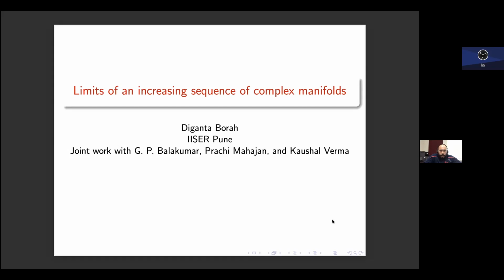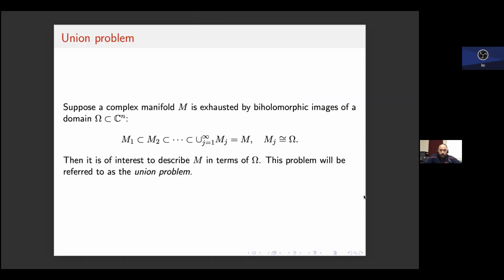Okay, so the title of the talk is Limits of an Increasing Sequence of Complex Manifolds, and it's joint work with G.P. Balakumar, Rachi Mahajan, and Kaushal Verma. So, okay, let me begin by describing the problem that we are interested in.